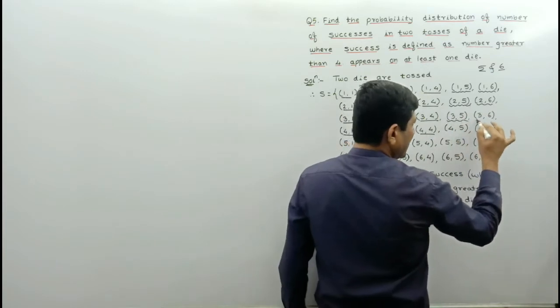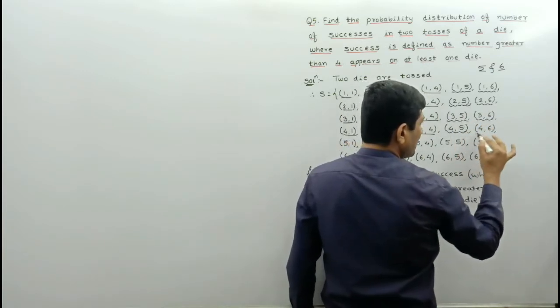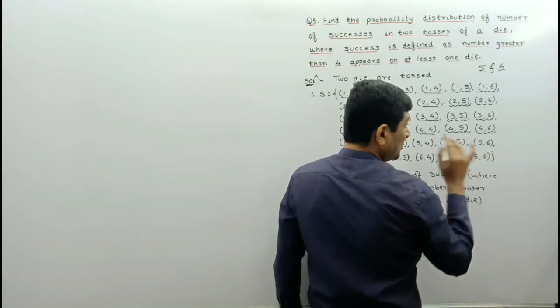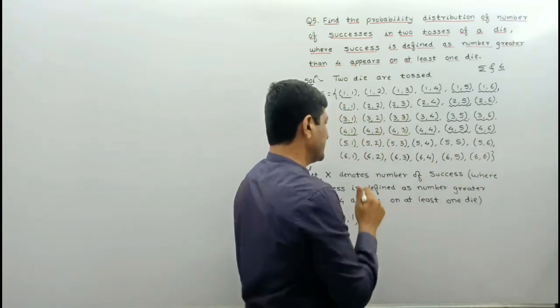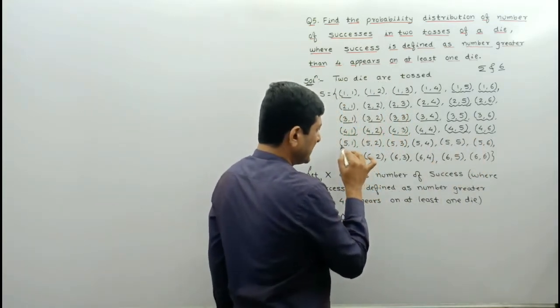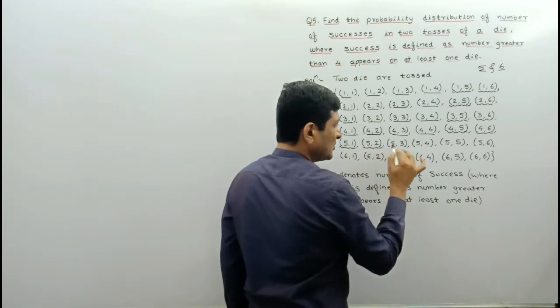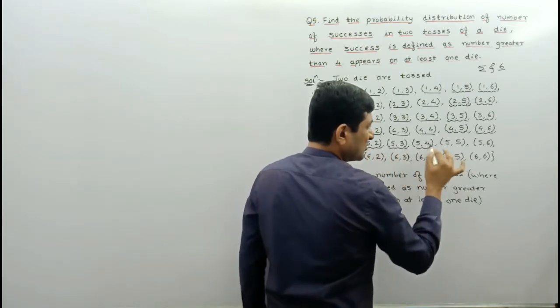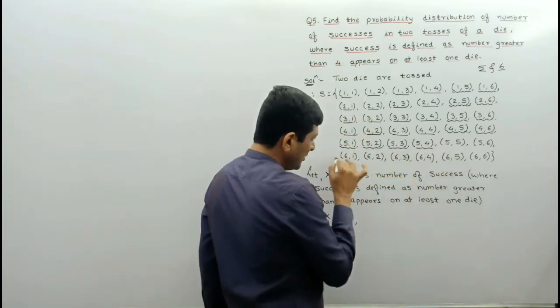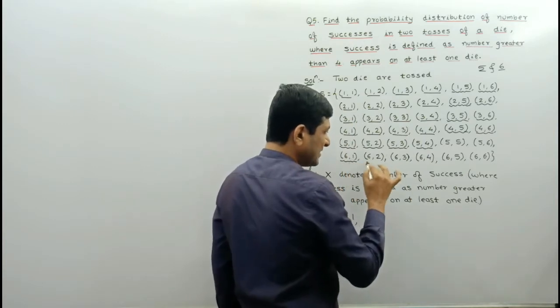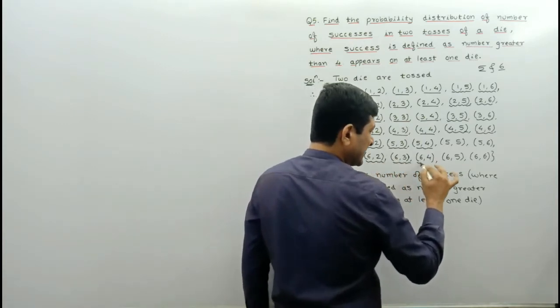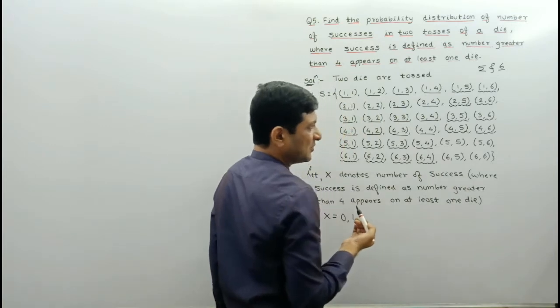We are observing that at least one number is there which is greater than what? 4. So here 2 numbers are there. Here also 2 numbers are there. Here also only one number is greater than 4. Here also only one number is greater than 4. Here also only one number is greater than 4. Observe this element. Here also only one number is greater than 4. One number is greater than 4. Here also one number is greater than 4.